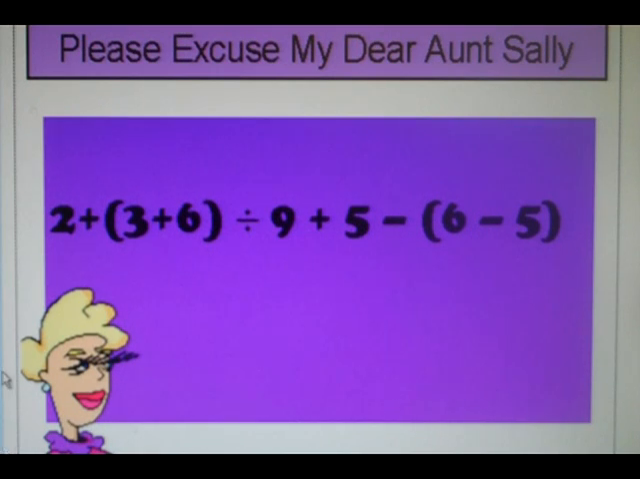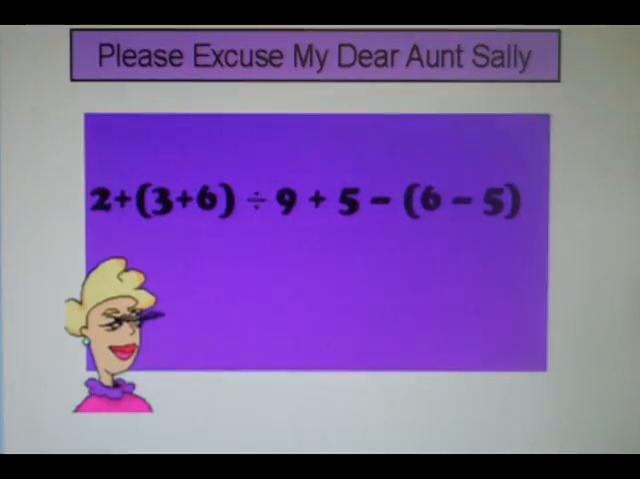2 plus quantity 3 plus 6 divided by 9 plus 5 minus quantity 6 minus 5. What do we do first? Well, first we need to work inside our parentheses. Well, we can simplify 3 plus 6 and get 9. And we can simplify our 6 minus 5 and get 1. When you rewrite the problem, you should have 2 plus 9 divided by 9 plus 5 minus 1.